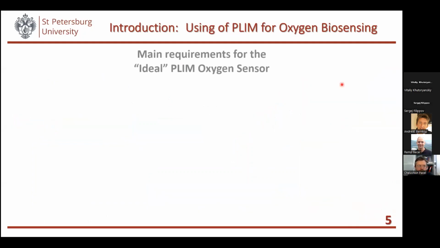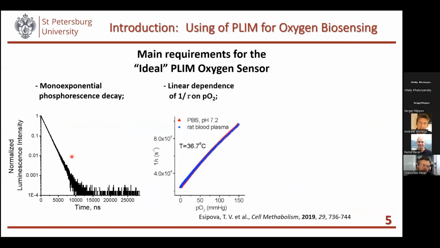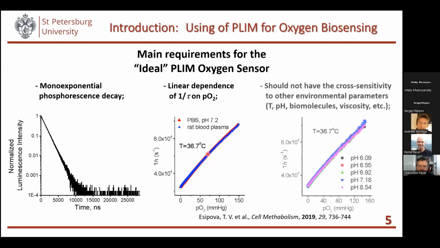Well, but what are the requirements for the ideal PLIM sensor in this case? First of all, it should be mono-exponential. In this case, the interpretation of decay curves and their conversion into lifetimes is straightforward and obvious. Of course, it should have a linear dependence of reciprocal lifetime on oxygen concentration. And of course, this linear dependence should be insensitive to other biasing factors like temperature, pH, presence of biomolecules, viscosity, etc., etc.